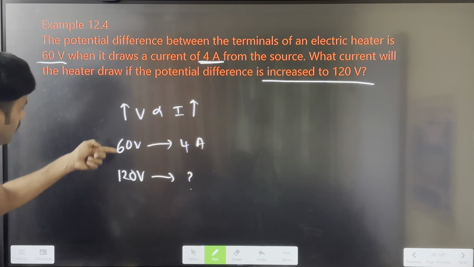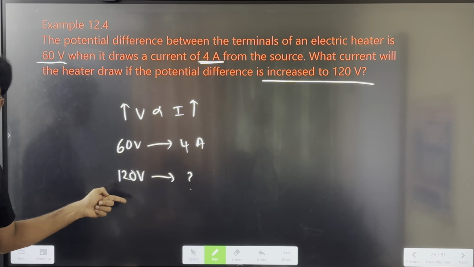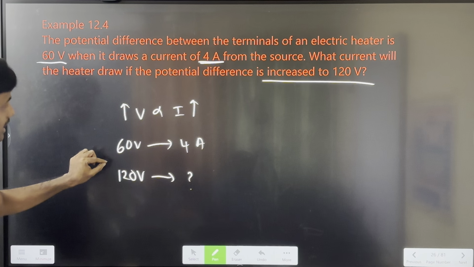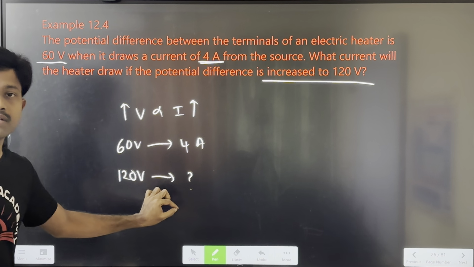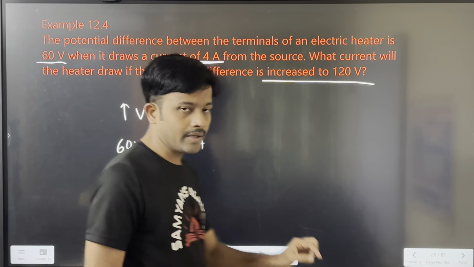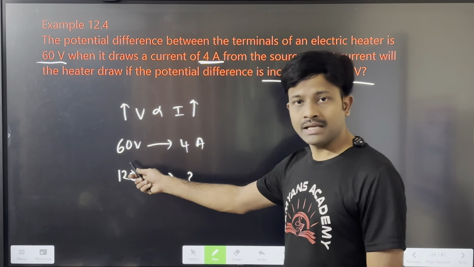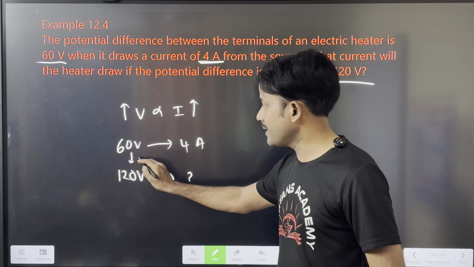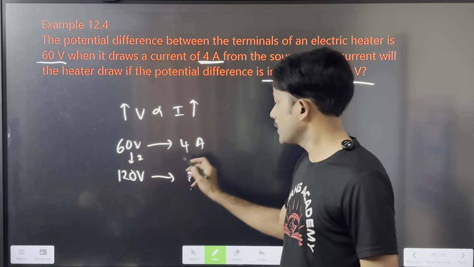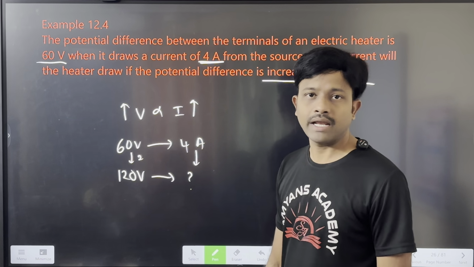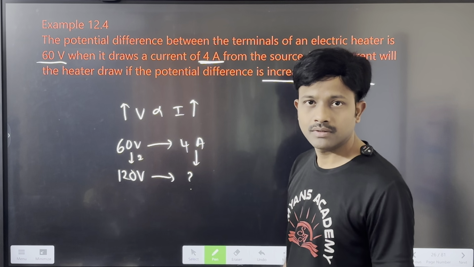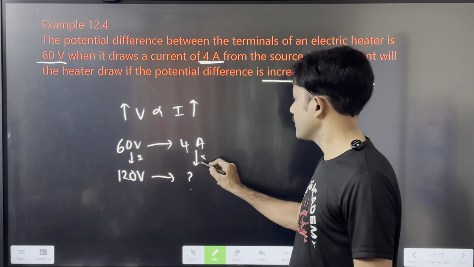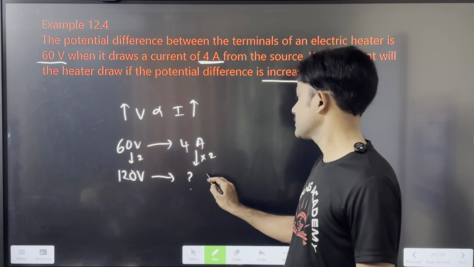Can you guess? Here voltage increases to how many times? 2 times. Okay. Voltage is directly proportional to current. Yes or no? When voltage value increases, current value also increases or not? Okay. Now you see, when the voltage is 60, the current value is 4. Now your voltage increases to how many times? 2 times. Now you guess the current value, how much it is? Anyone can say, no problem. Very good. This is 8 amperes.